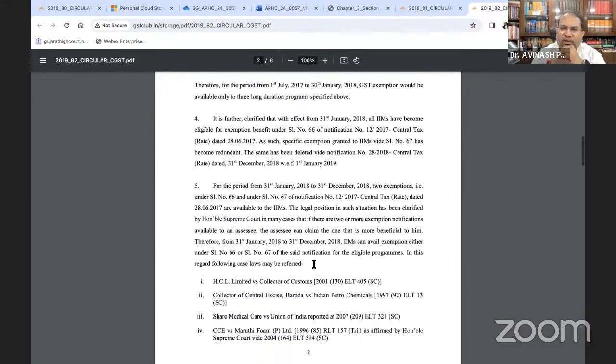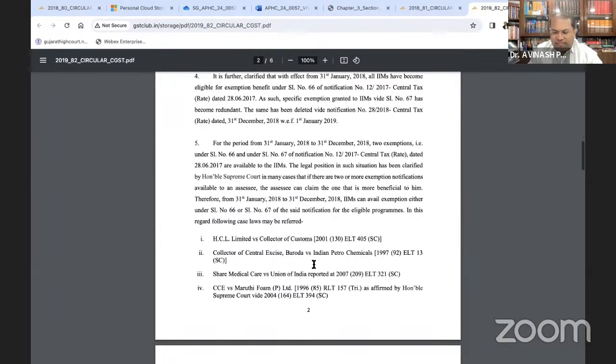It is further clarified that with effect from 31st January 2018, all IIMs have become eligible for the exemption benefit under serial number 66 of notification 12/2017. As such, the specific exemption granted to IIMs by serial number 67, which we have just read, has become redundant. The same has been deleted from the notification by notification number 28 of 2018, dated 31st December 2018, with effect from 1st January 2019. So whatever was there in serial number 67 has been deleted, and all such long duration programs are now exempt.